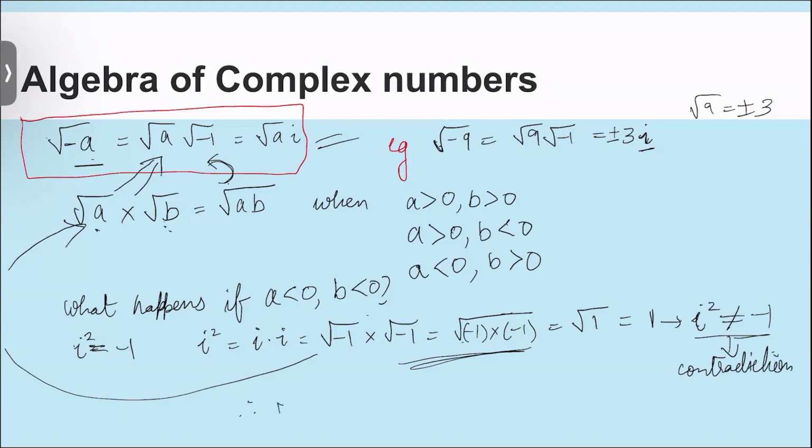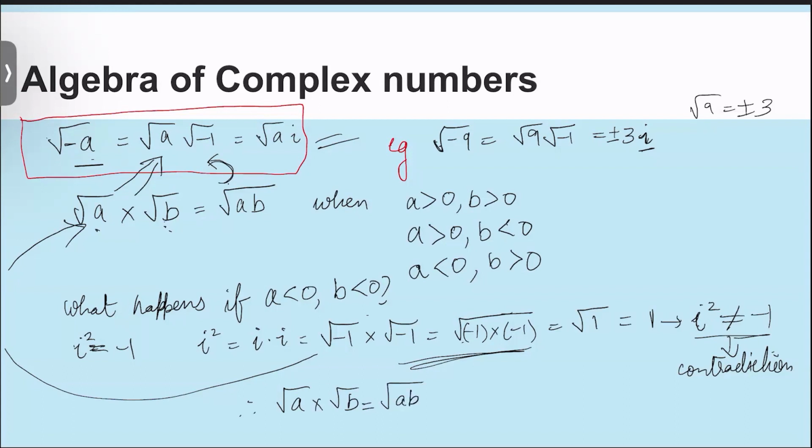Therefore, we say, okay, so therefore, root of A into root of B is not equal to square root of AB if A is a negative real number and also B is a negative real number. Okay, so this is something we have to remember.